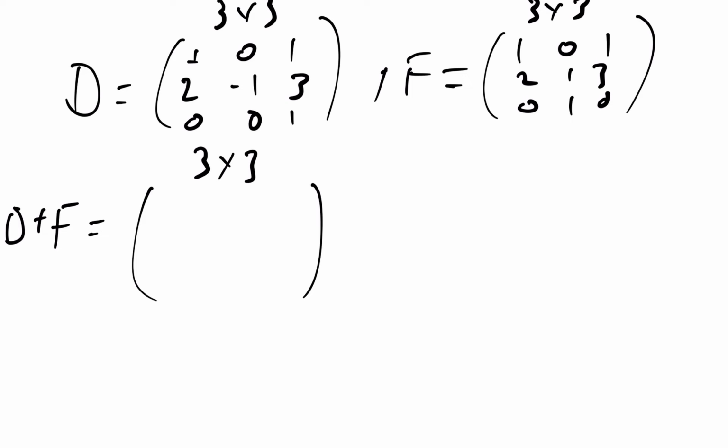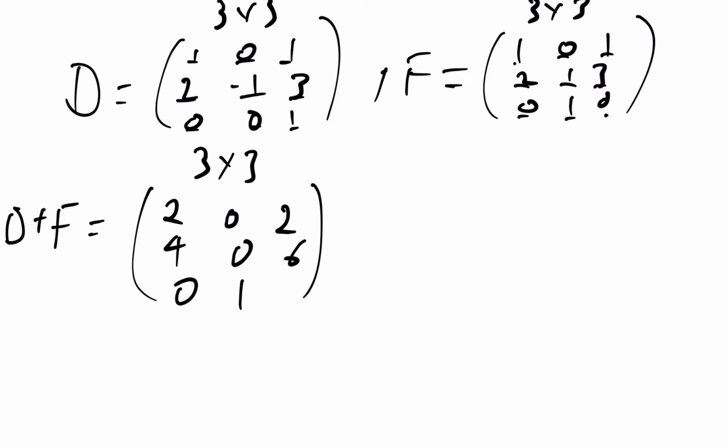We start with 1 plus 1. We get 2. 0 plus 0 gets 0. 1 plus 1 gets 2. 2 plus 2 is 4. -1 plus 1 is 0. 3 plus 3 is 6. 0 plus 0 is 0. 0 plus 1 is 1. 1 plus 0 is 1. Hence this is the answer.